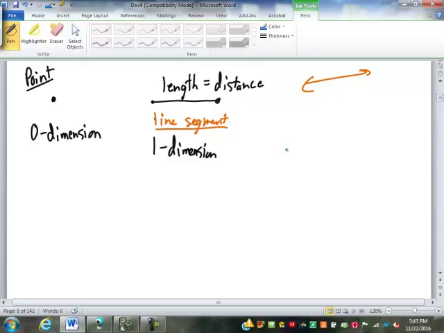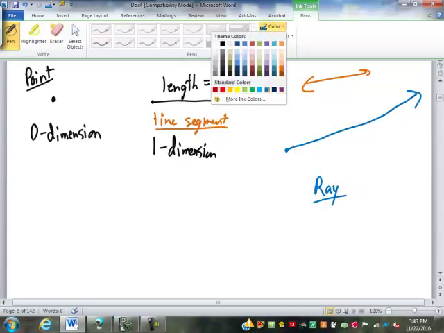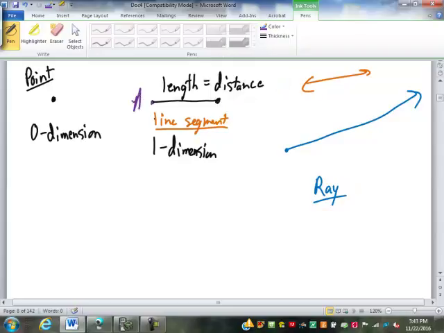A variation of that is to take that single point and take off in a single direction and keep going. That is what we call a ray. Now to name these figures, a line segment, let's say this is point A and point B, we could name that segment AB or segment BA. The abbreviation is just a little line segment above them like that.